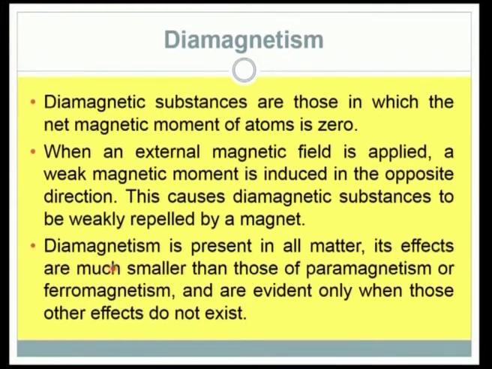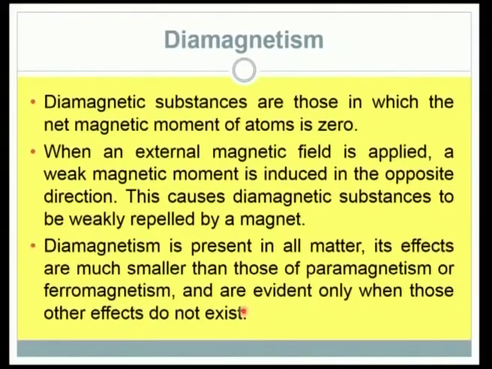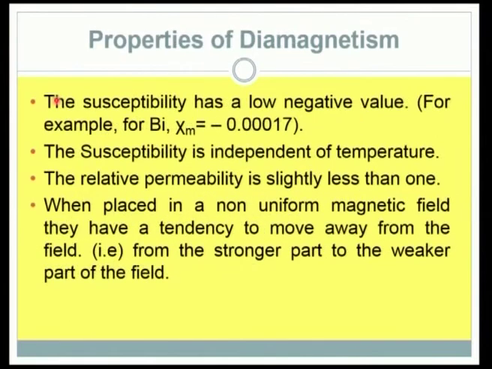Its effects are much smaller than those of paramagnetism or ferromagnetism and are evident only when those other effects do not exist. The diamagnetic nature is found in all materials, but in para and ferromagnetic materials, the diamagnetism is suppressed. If the para and ferromagnetic effects are not there, then the diamagnetism is exhibited, and that too it is mild. The only significant thing is it is in the opposite direction. We have also learned the reason. Now let us see the properties of diamagnetism.